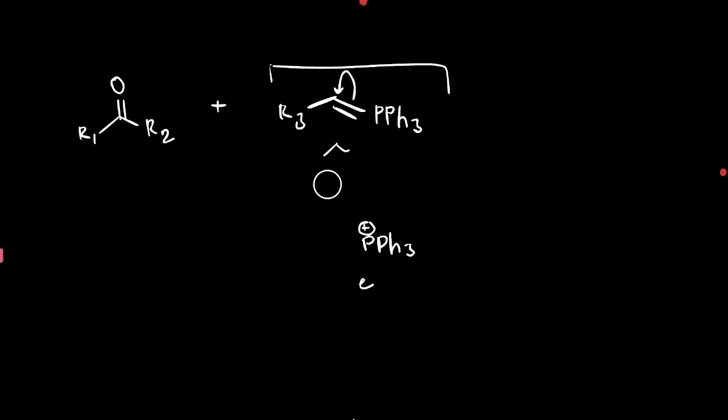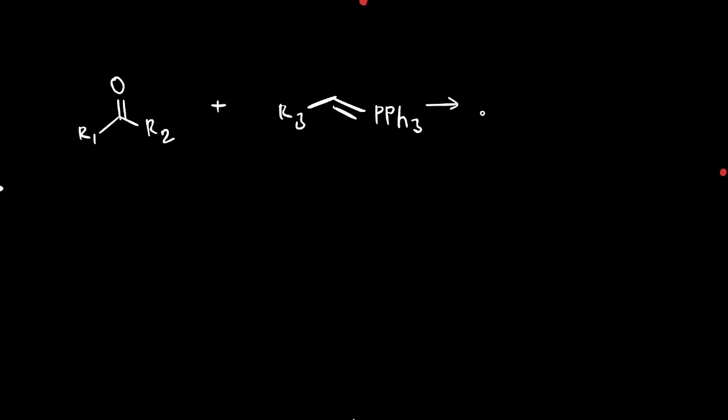So now, getting this out of the way for a second, we can see what we're generating as our product, which is going to be an alkene. So you'll see we have our R1 and our R2 still in place, and now double bonded, because we have an alkene, we can see that we have the R group from our Wittig reagent.